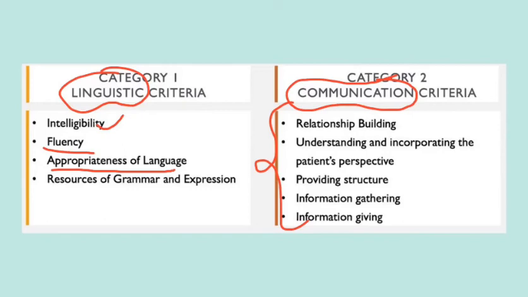Suppose you're in an emergency department, is it showing some urgency? According to the situation, is your language appropriate? And also the grammatical structure of your language. The communication criteria: are you building sufficient relationship with the patient so that the patient is at ease? Or are you providing a logical structure to your response? Are you collecting information from the patient and trying to understand the patient? Are you providing the information the patient is not aware of? So these aspects will be monitored and assessed in the communication criteria.